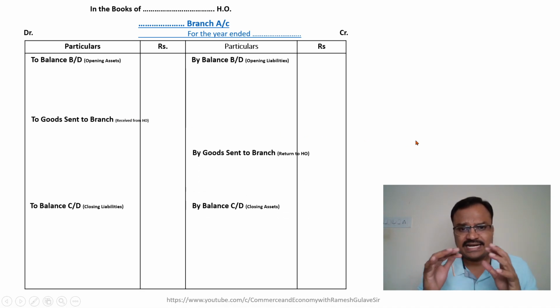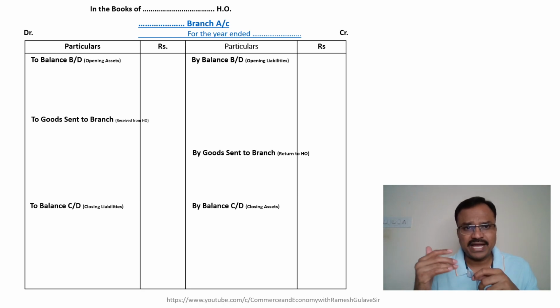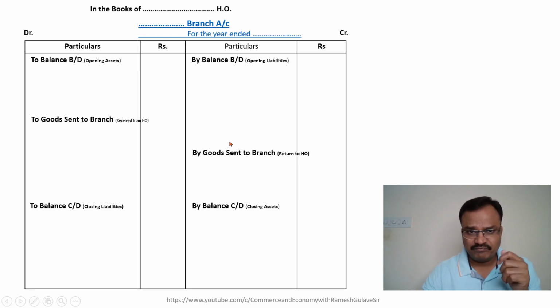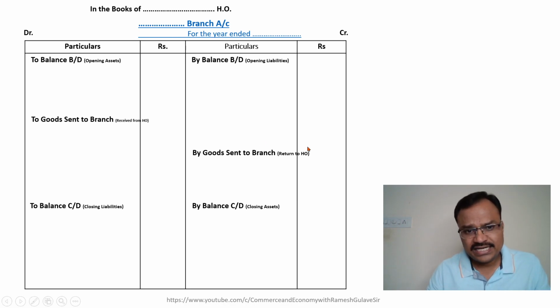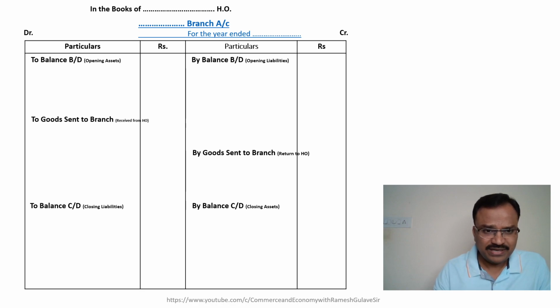Further, it is possible that some defective goods or some damaged goods are returned by branch to head office. Okay. So in this case, if goods are returned by branch to head office, it is recorded on the credit side of branch account as by goods sent to branch or returned to head office. Right. So now make it clear that goods sent by head office to branch are recorded on the debit side of branch account and goods returned by branch to head office are recorded on the credit side of branch account, right? I hope these points are also clear.